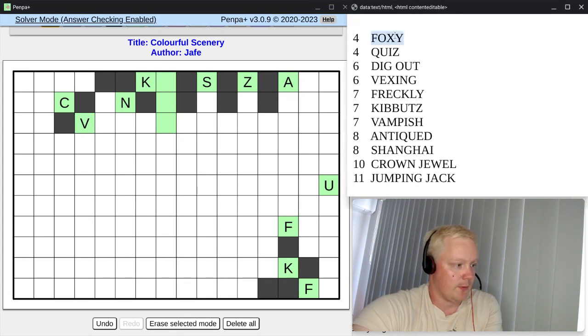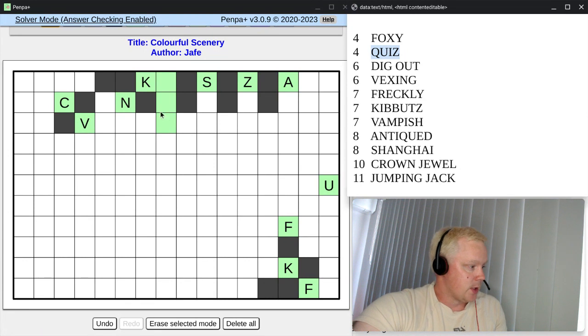And you might look at the words Foxy and Quiz and realize that it's not enough, in fact, because neither of those ends or starts with a K. But for now, I think that's the best we can do. So how about this shaded cell here? So that's blocked on 3 sides. The only way for it to connect to the others is through here.